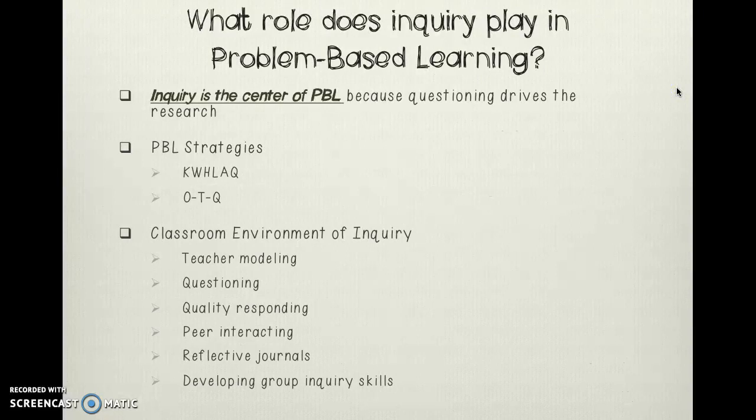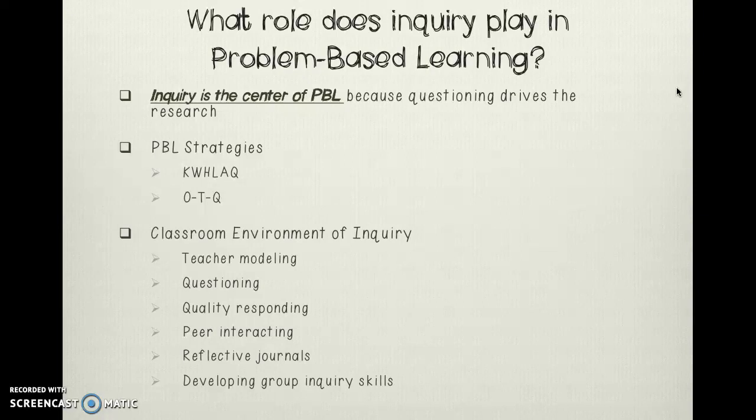What role does inquiry play in problem-based learning? Well, it is the center of problem-based learning because the questioning is what drives the research. It's what determines the path that the research takes. So there are two major problem-based learning strategies.